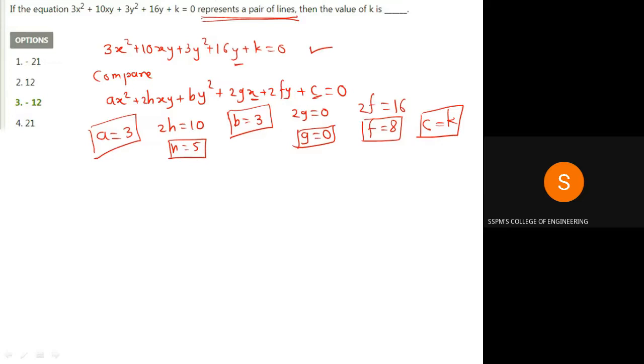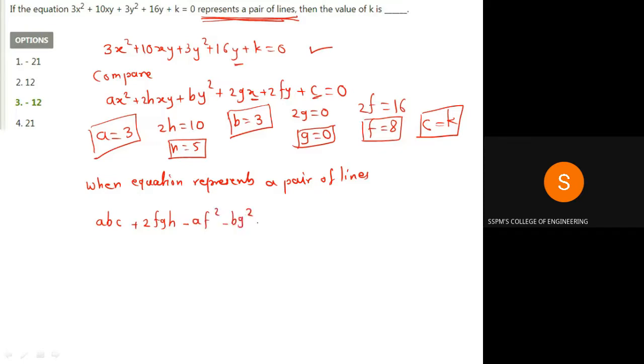See, as I said, the important part here is that the equation represents a pair of lines. Okay. And when the equation represents a pair of lines, what can you write? You can write, as we have already seen, abc plus 2fgh minus af square minus bg square minus ch square is equal to 0. Three or four examples before, we saw this. Okay, we have used a similar thing. So we will use it again here.